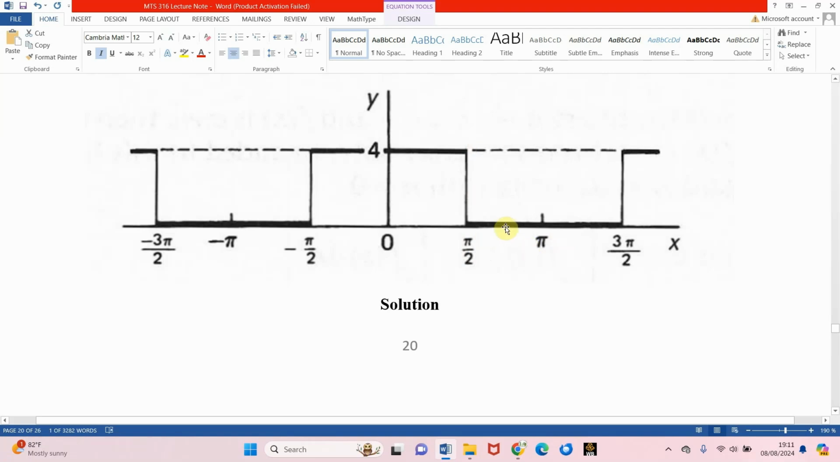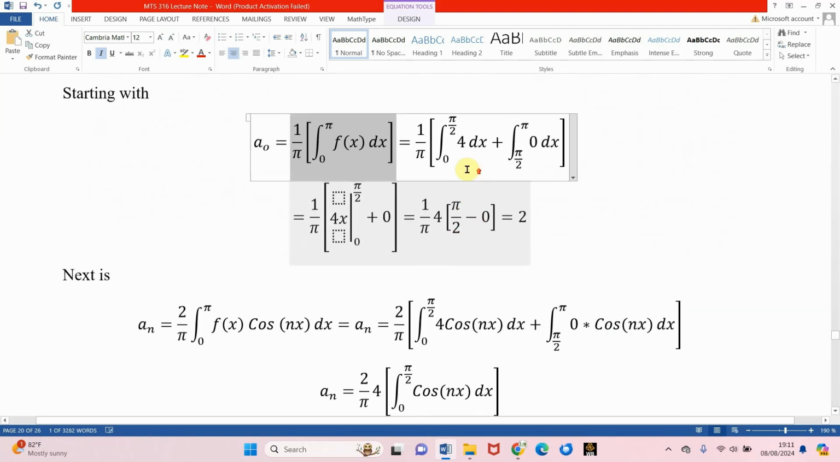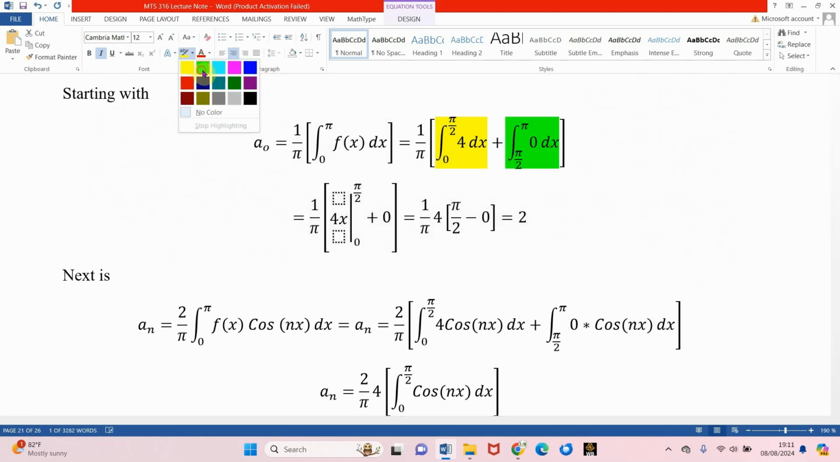You see that? From pi over 2 to pi, f of x is 0. But from 0 to pi over 2, f of x is 4. That's how we obtain this expression. So from 0 to pi over 2, 4, then from pi over 2 to pi, we have 0. So let's do it now. If you integrate this one, you have 0. If you integrate 4, you have 4x. Then from 0 to pi over 2, we evaluate the upper and lower bound. Then we have our a naught to be 2.